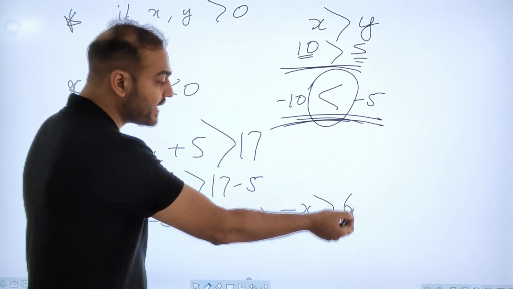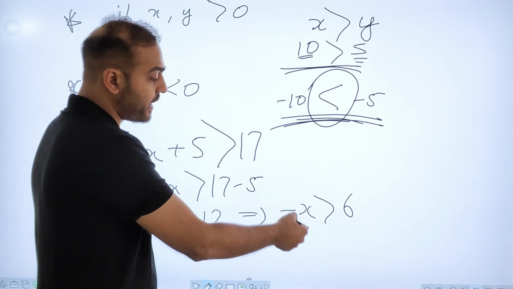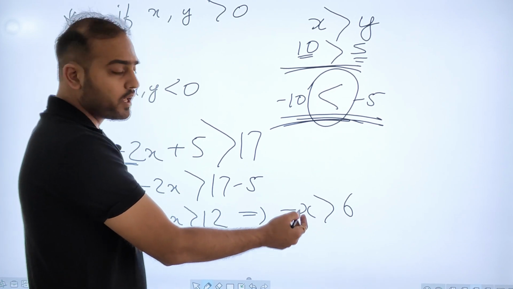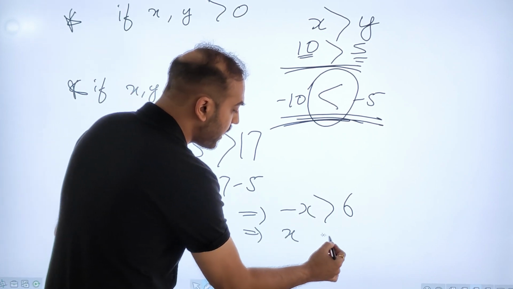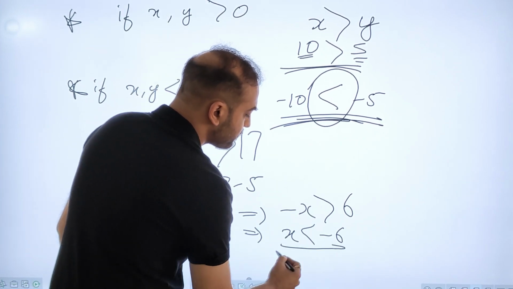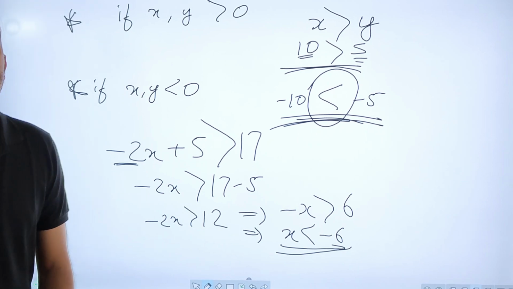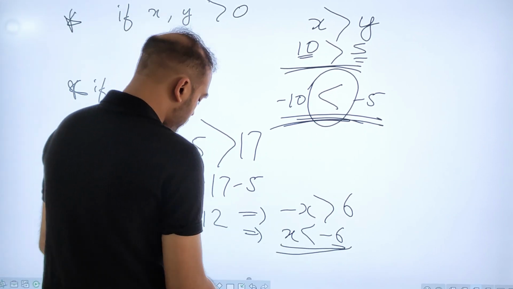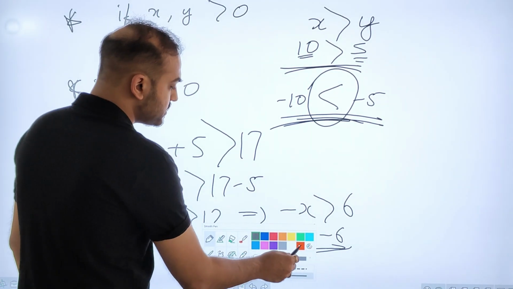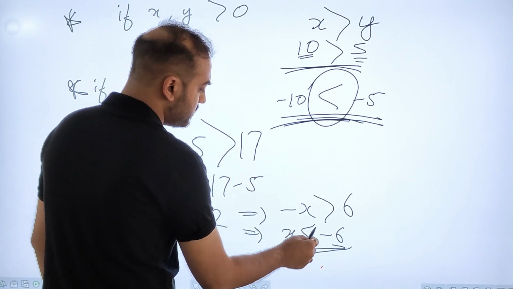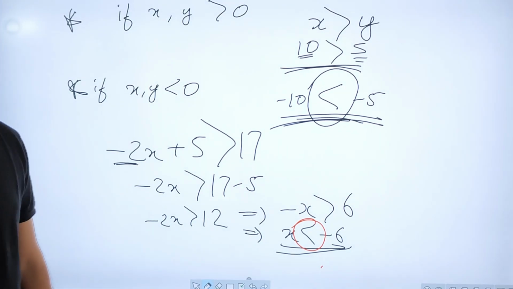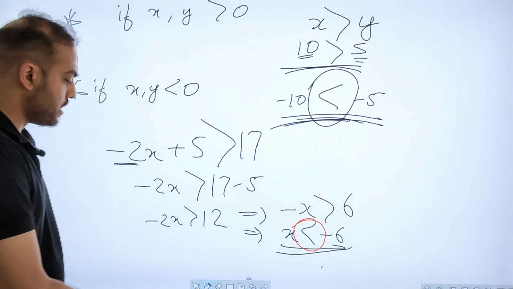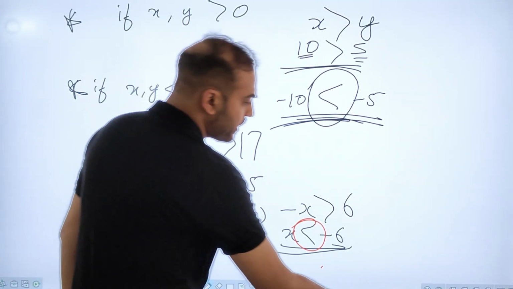Now I want x, so when I send this negative sign, I have to remember that for negative numbers, the relationship changes. Hence, my sign also changes. Let me explain this again.